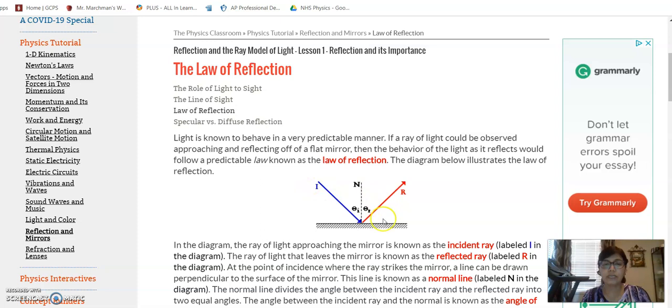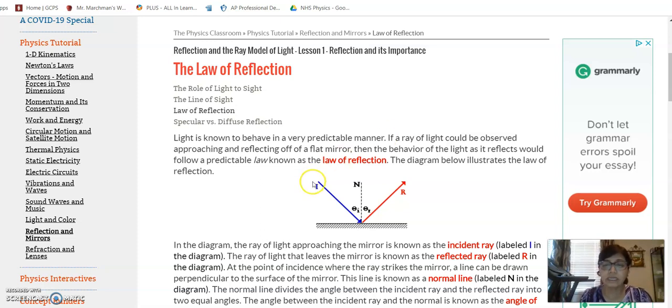Reflection is basically when any wave falls on any surface, it bounces back. So the keyword for reflection, we all know this. Some of you know this even before I tell you that the bouncing of any wave is known as reflection.